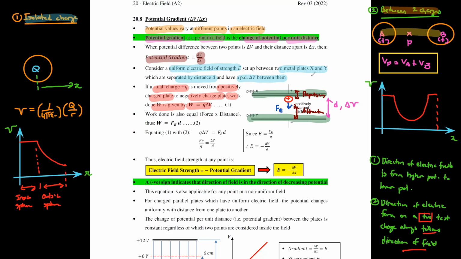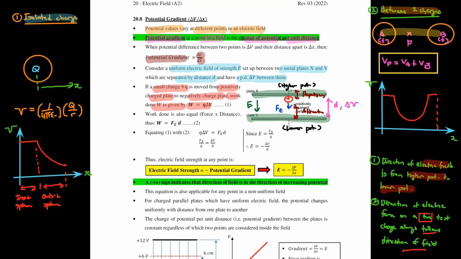So let's just look at the example that we have here for the charged parallel plate. Plate X, the plate above here, is actually positively charged. This one is considered to be higher potential. Okay, but plate Y, the plate at the bottom here, is negatively charged. This one is considered to be lower potential. So right now, based on point number one that I wrote here, where I mentioned that direction of electric field tends to follow the direction from higher potential to lower potential, this will tell you that your field strength direction is supposed to be downwards. So your E is supposed to be downwards.